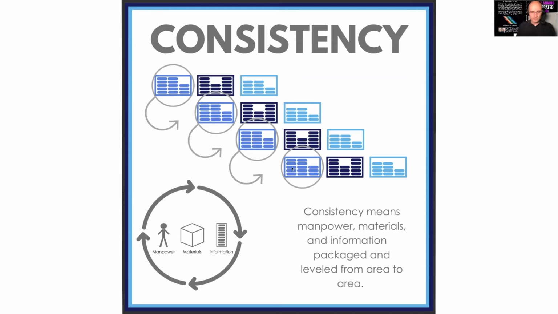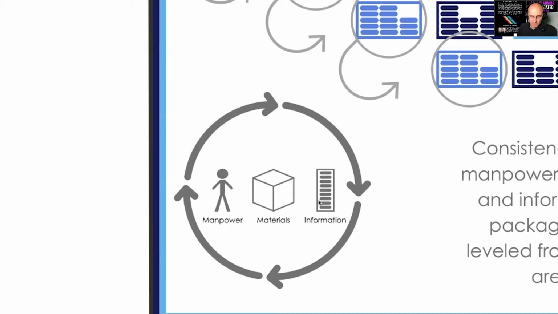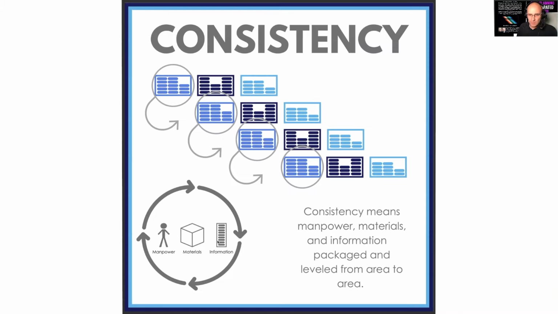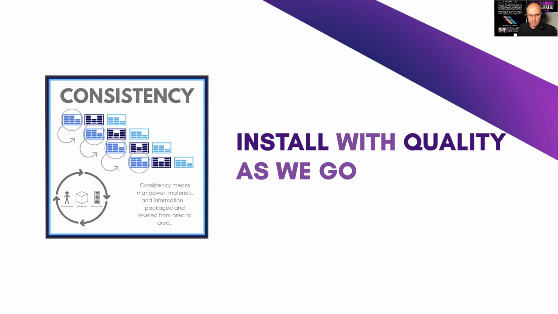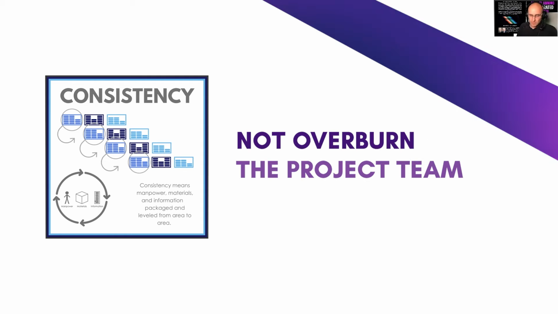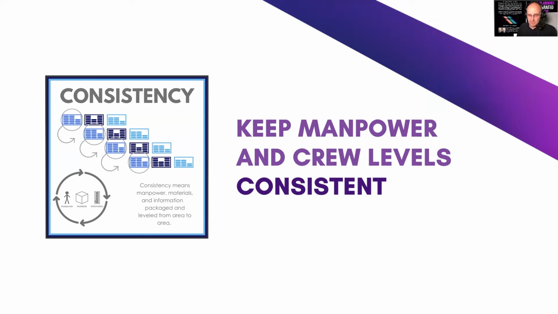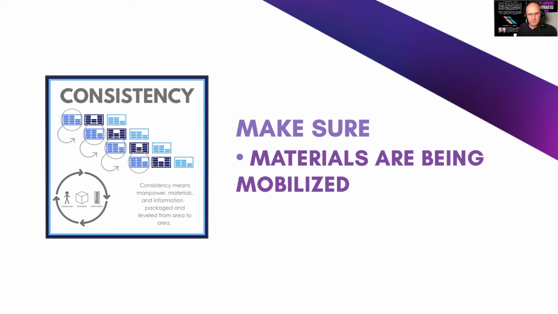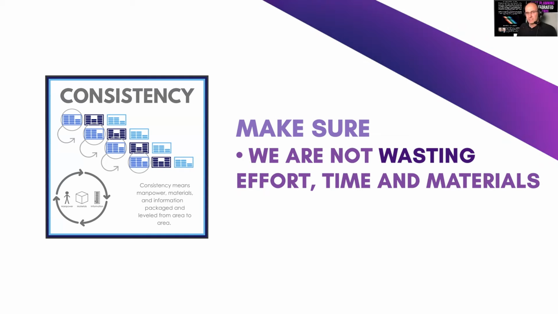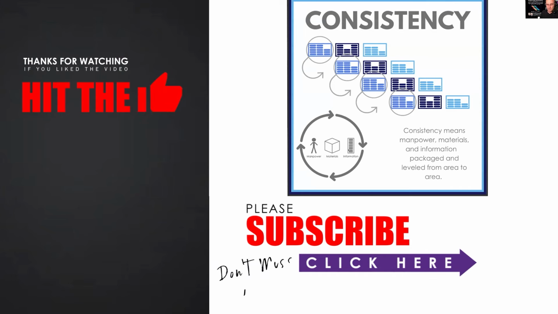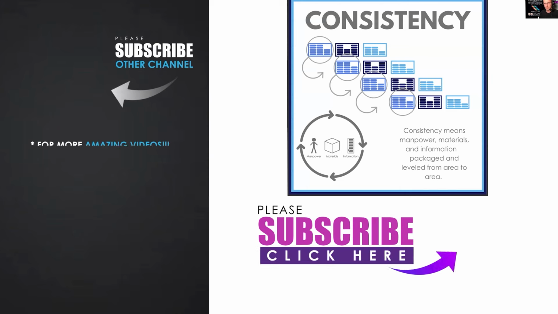And the reason that we do that is to level manpower, materials, and information, the need for information, so that we can do things right, install with quality as we go, finish as we go, not overburden the project team, keep manpower and crew levels consistent so they have high productivity, make sure materials are at least mobilized from the storage areas just in time to the right areas so that they aren't tripping over materials, and that we aren't wasting a lot of effort and time and materials and motion and all of the things that cost us money. So really, consistency brings us higher dollar values with profit, meaning it reduces costs. So this is a very important consideration for us in the definition.